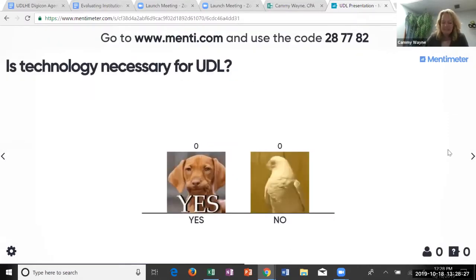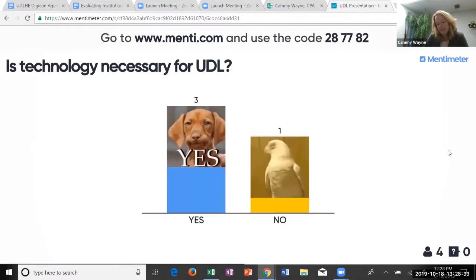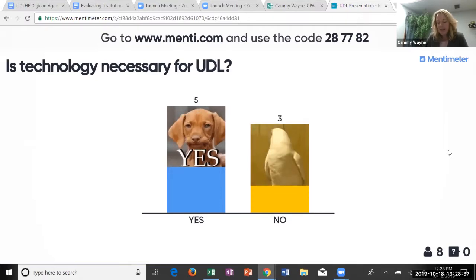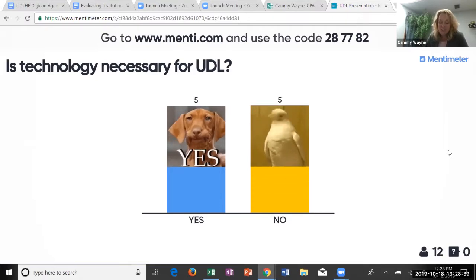So we're going to move on to technology. And this is a big area because a lot of people say, is technology important? Is it necessary? I know it makes it more engaging and interesting, but is it necessary?